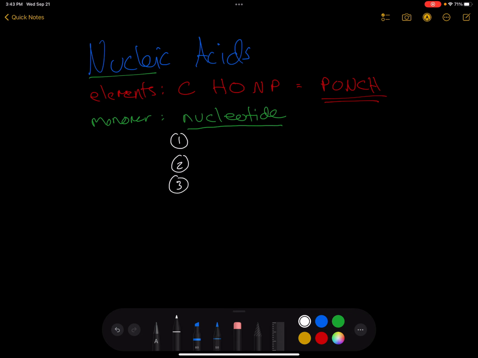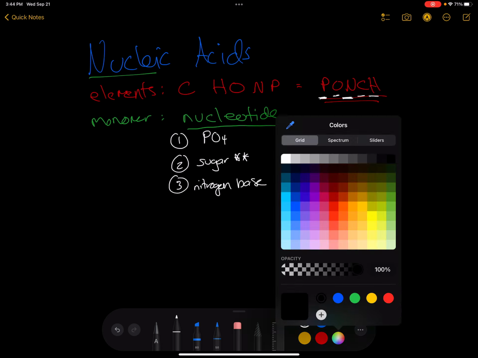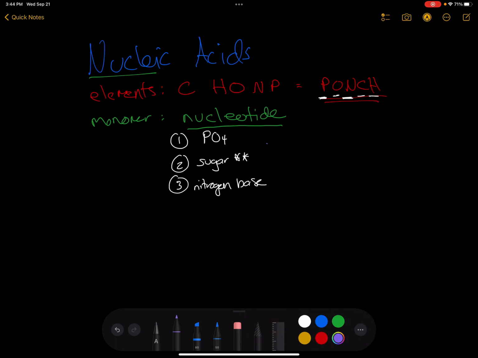So if I look at my first element, this is the P, and the one P that we've talked about is a phosphate group. Then the other elements that we've looked at, C, H, and O, that will give us a sugar. I'm going to put an asterisk next to that because we're going to talk about it a little bit more. And then the last one, we'll get our last element on there. This is going to be a nitrogen base. And now that we've listed those out, we can draw them.